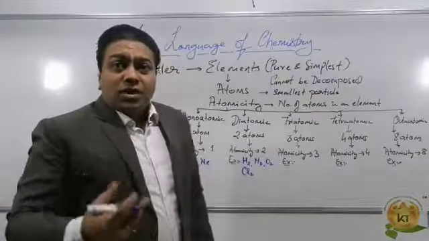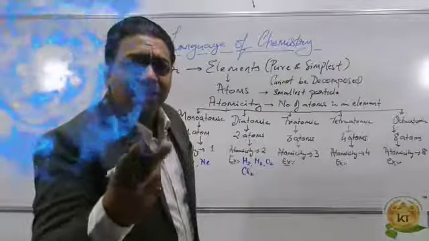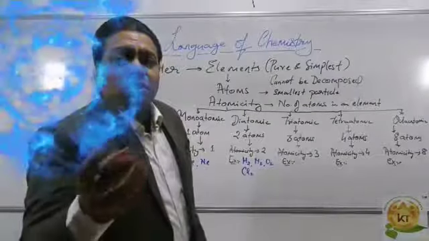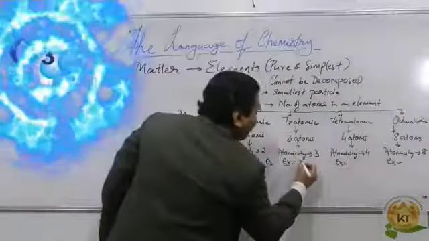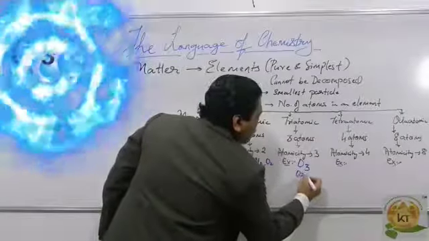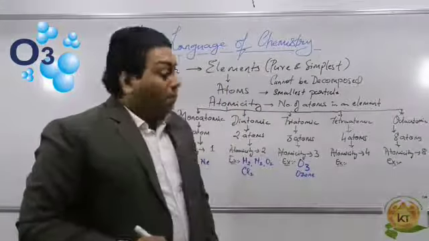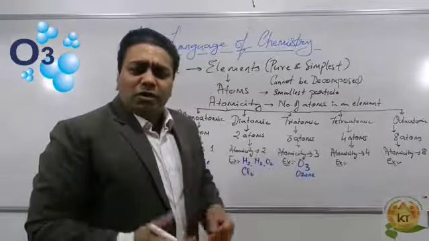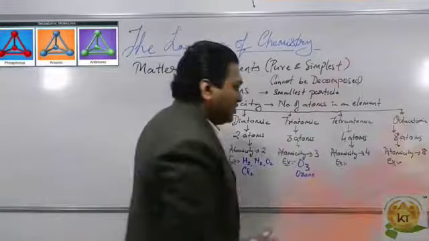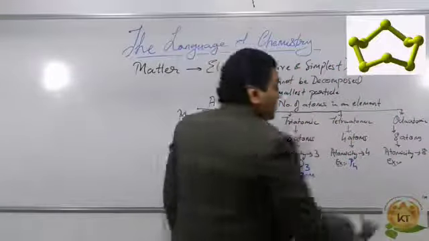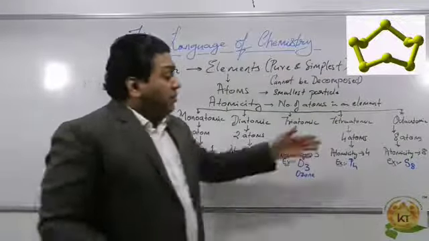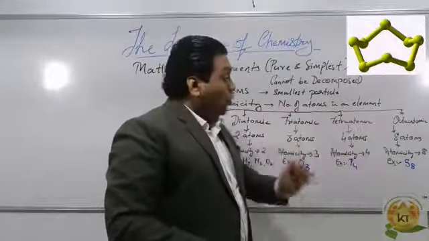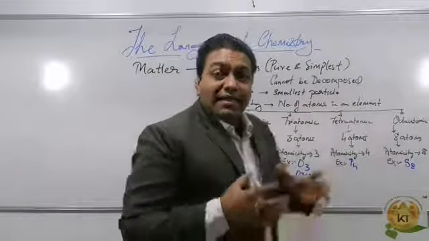Atomicity 3. What can it be? The very important element which protects us from the UV radiations of the sun. What was it? Yes, you all know very well. That's ozone, right? So O3, ozone, is a triatomic molecule. What about tetraatomic molecule? Can you give me an example? Phosphorus. That's the best example of tetraatomic molecule. And as far as octaatomic is concerned, I would say sulfur. Sulfur molecule is made up of 8 atoms. So sulfur is octaatomic in nature.